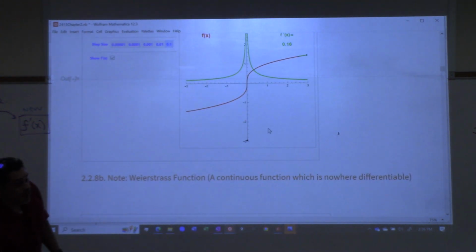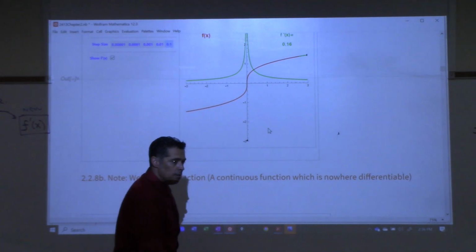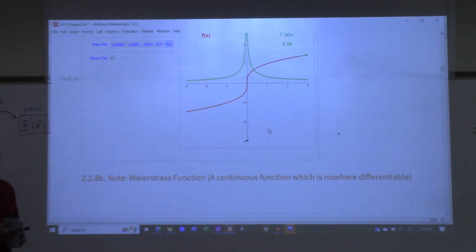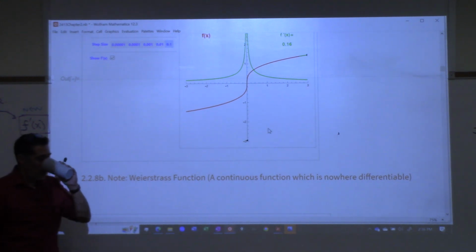Would holes be the same thing as a jump? A hole would be a discontinuity, wouldn't it? So if you had a discontinuity, then you couldn't be differentiable there.